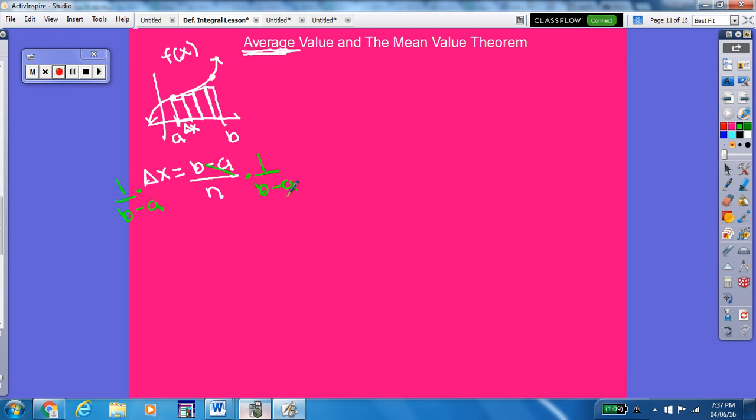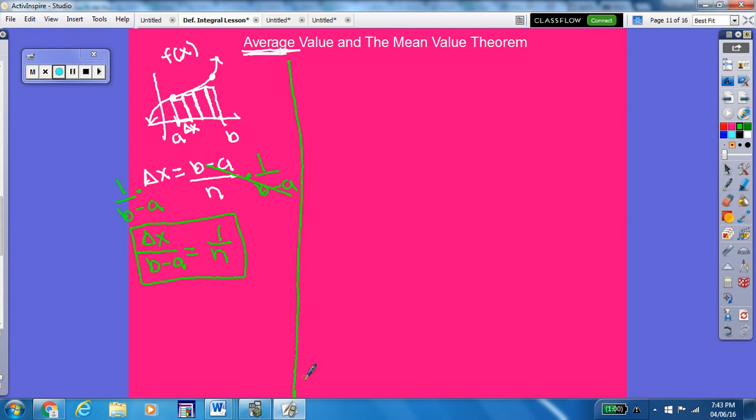It reduces here, and it leaves me with delta x over b minus a will equal 1 over n. Okay? And so I'm just going to leave it at that here for now. Kind of box it in. And we're going to use this later on in our proof. So let me go ahead and draw a line here.